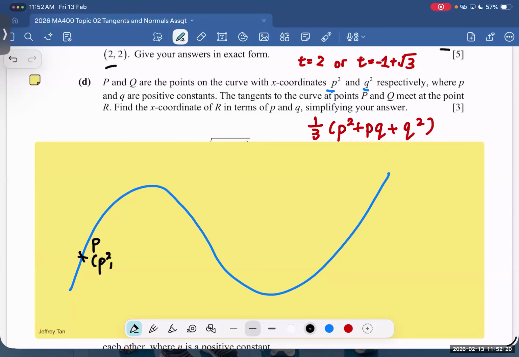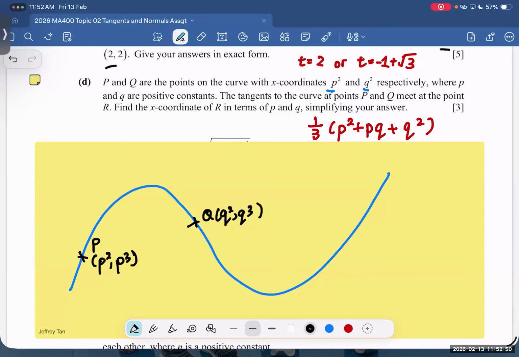P cube. Okay. Now, next one, I put point Q. If the x coordinate is Q squared, what's the y coordinate? Q cubed. So now you see, when you read, you draw a graph. The graph will help you to visualize the big picture. Many of your questions, especially quiz 1, are about visualizing the big picture. With the information in bits and pieces, try to form a graph.